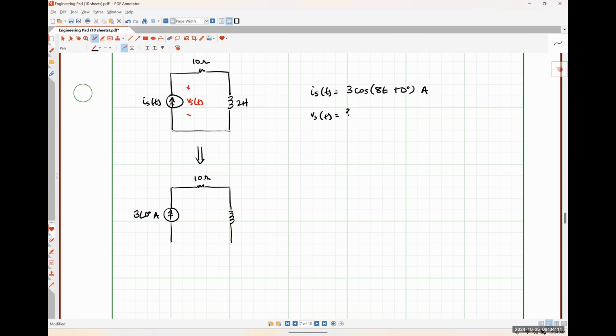What's the impedance of my inductor going to be? The impedance of an inductor is j omega L. L was 2. What's omega? 8. Omega is the angular frequency of our sinusoidal excitation, 8 radians per second. So j times 2 times 8 is j16 ohms.